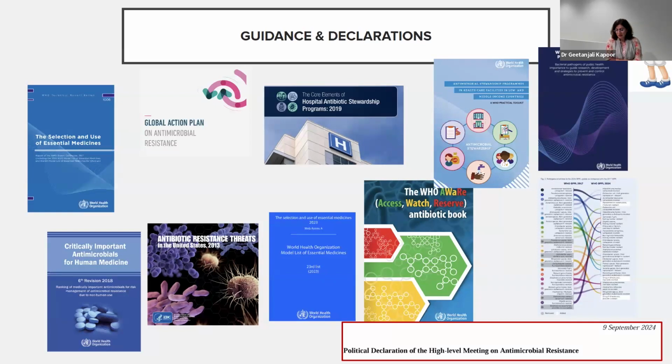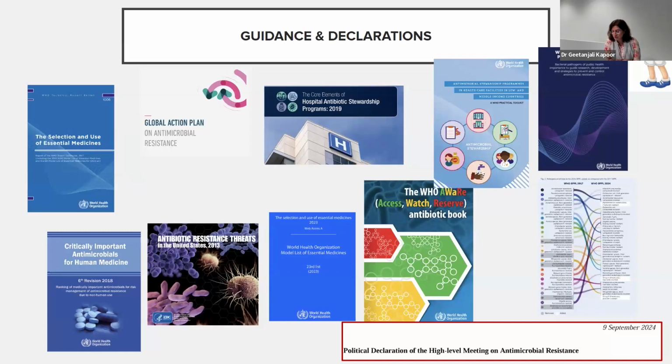So we have strategy 1, which is awareness. 2 is about lab and surveillance. So again, my talk is on strategy 2, which is lab and surveillance. Strategy 3 is about your infection prevention. 4 is stewardship. 5 is more into research. So like that, we have every document having a different kind of focus.